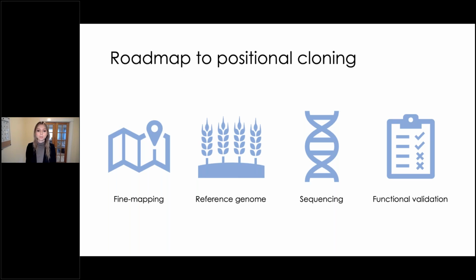your fine mapping population's zoomed in region for your trait of interest with a reference genome for candidate genes, and then sequencing the candidate region and functional validation, for example, with gene editing knockouts. And this roadmap for positional cloning has been quite successful in other crops such as rice. And the introduction of an annotated wheat reference genome and the advent of gene editing methods have recently opened the door to more positional cloning opportunities in wheat.